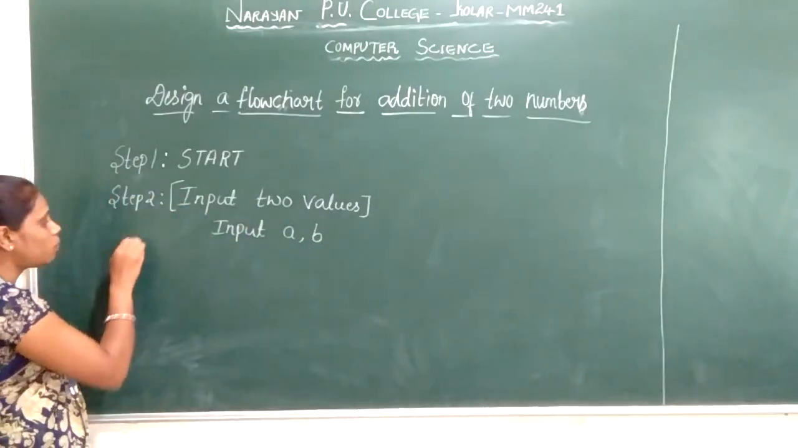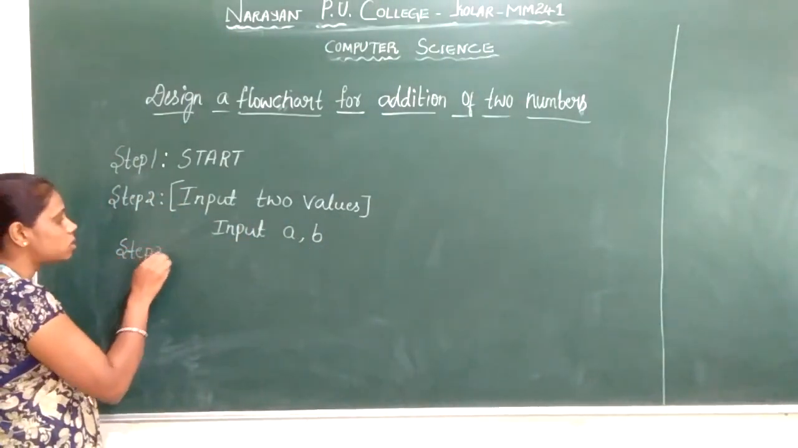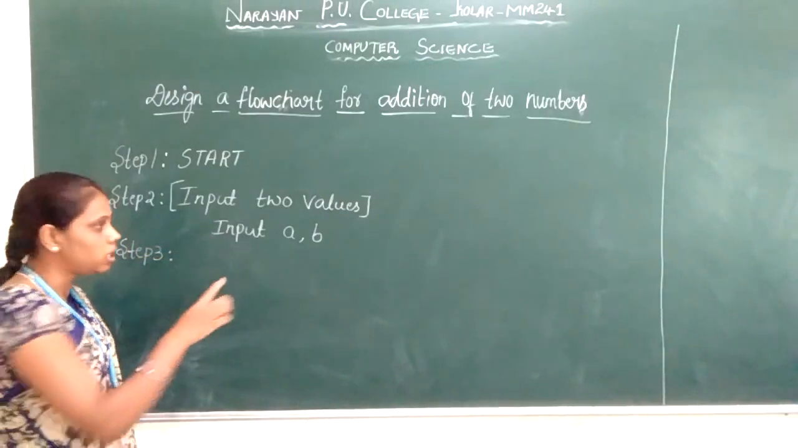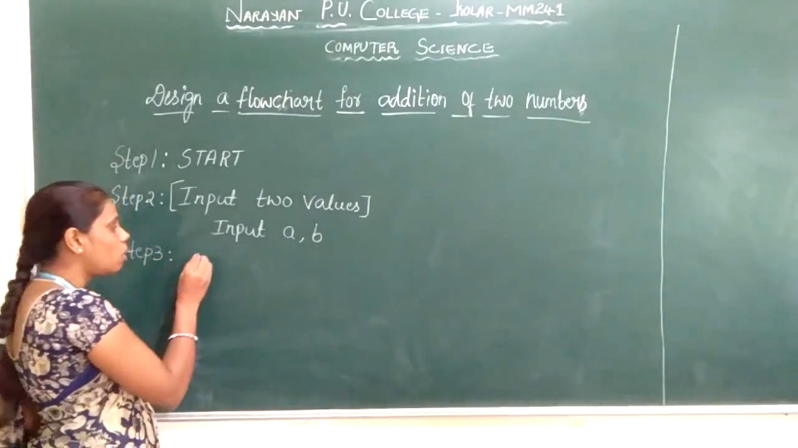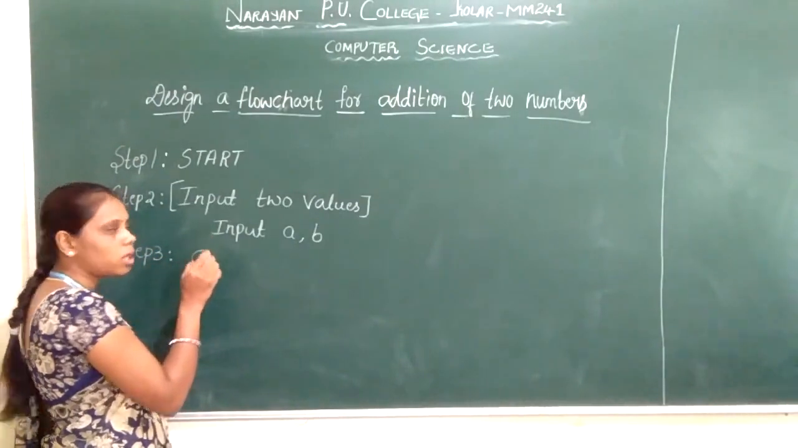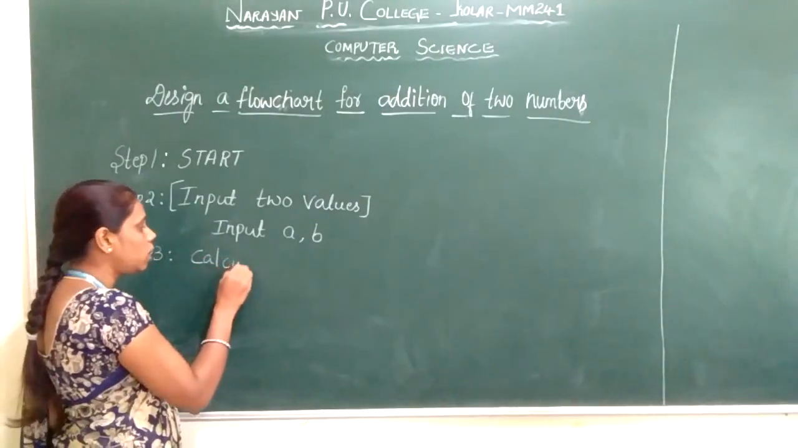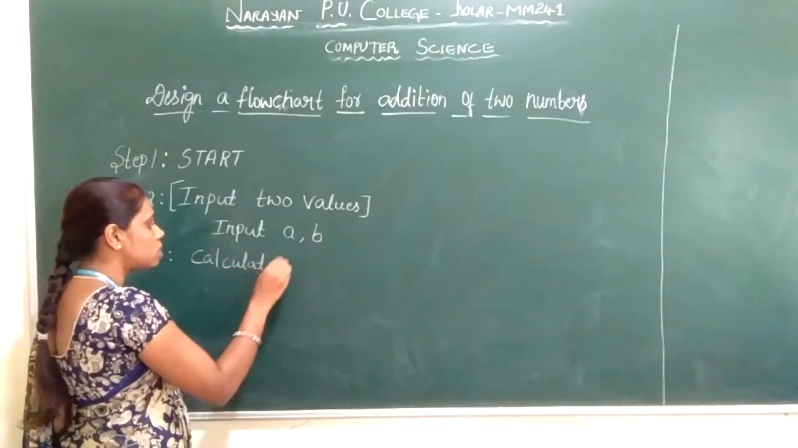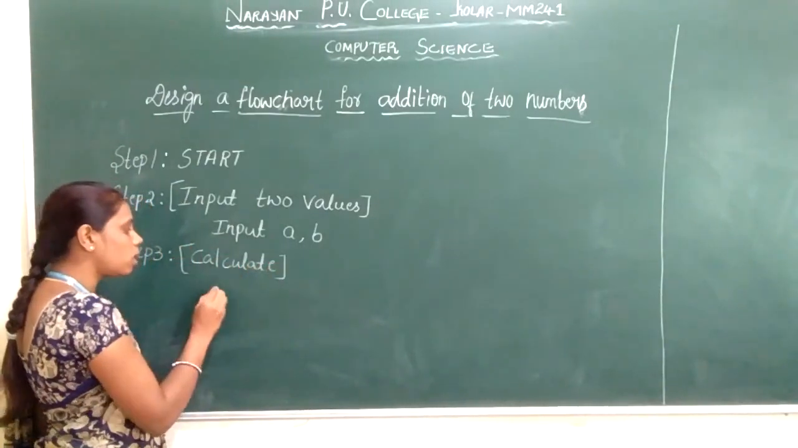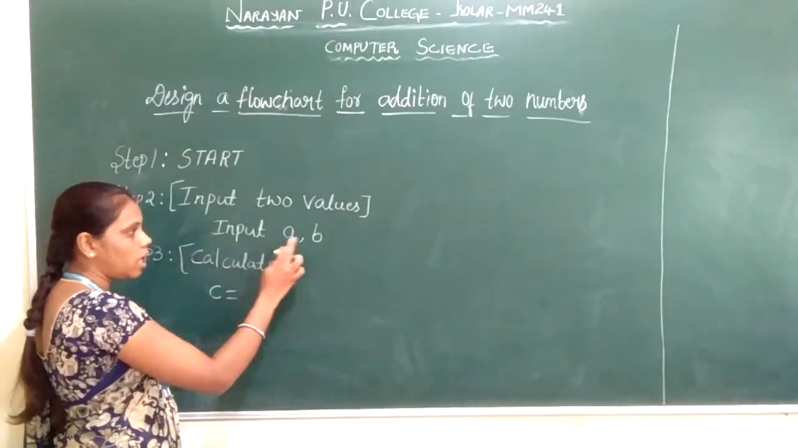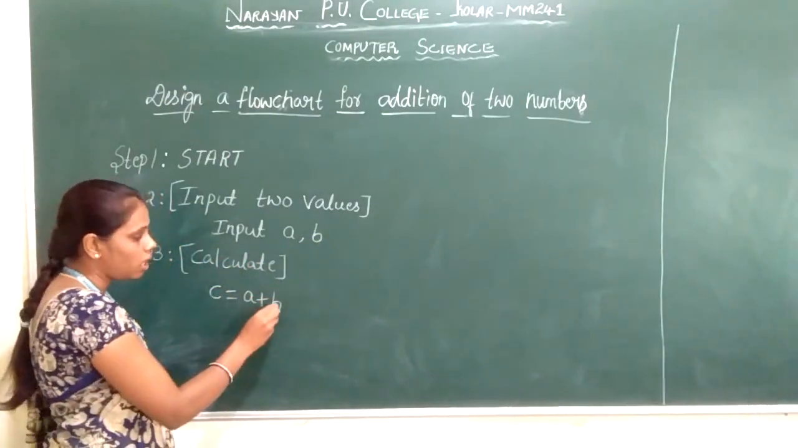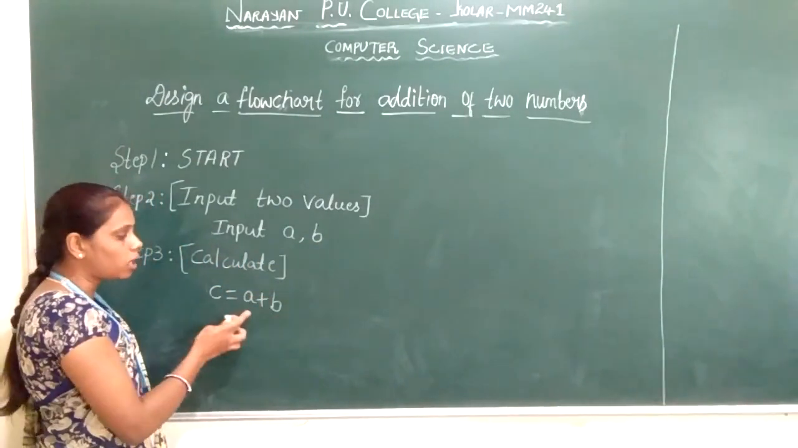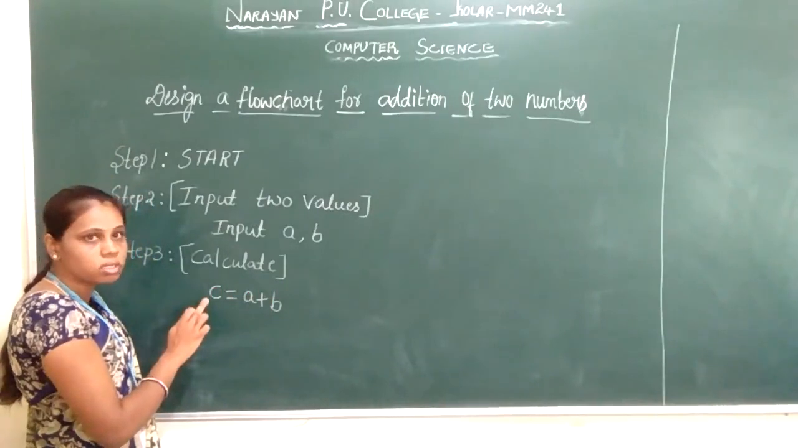Next, in step 3, see what is the problem? We need to add these two numbers, and the addition of these two numbers will be stored in another variable or another value. That is, we need to calculate. See this, calculate. So in calculating, we are adding A and B, that is A plus B, and after adding, the value will be stored in C.